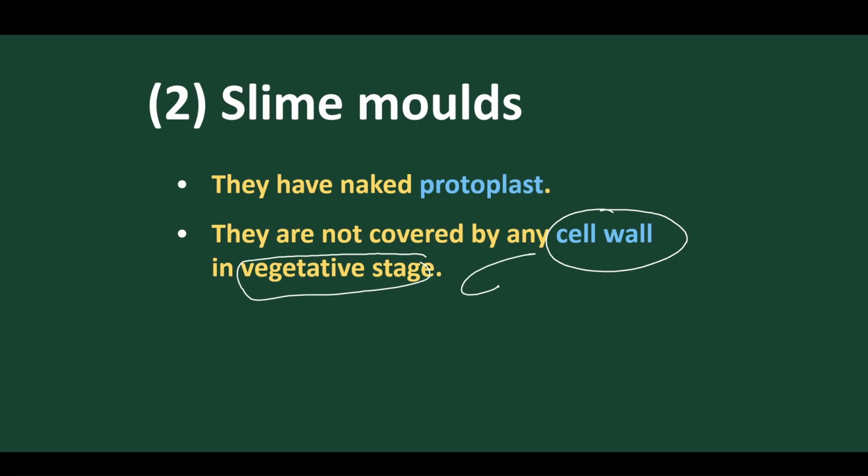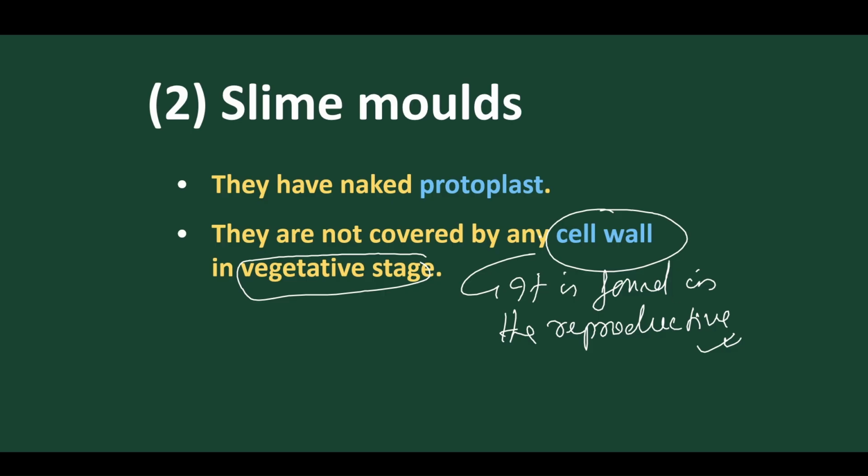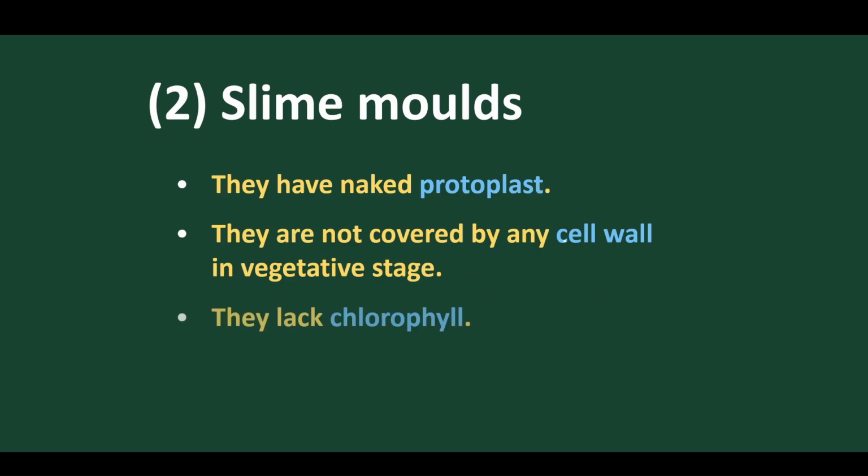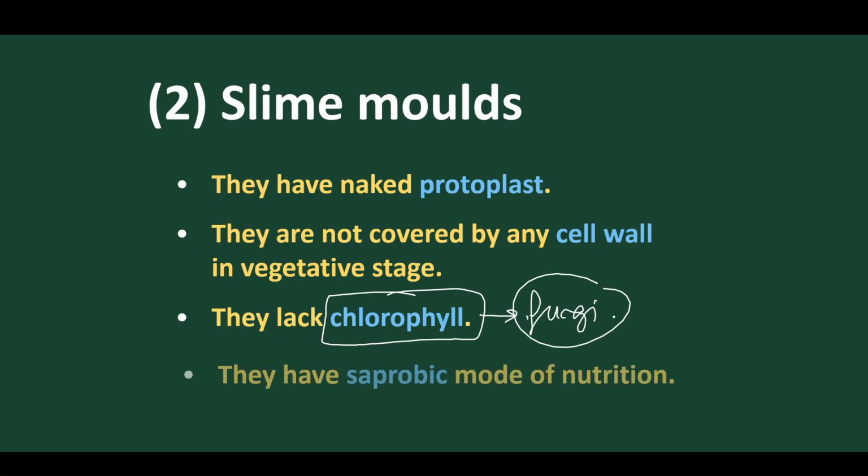But in the reproductive stage, the cell wall is found. It is found in the reproductive stage, but it is absent in the vegetative stage. They also don't have chloroplast or chlorophyll. As they don't have chlorophyll, they are fungal in nature. These are fungi.